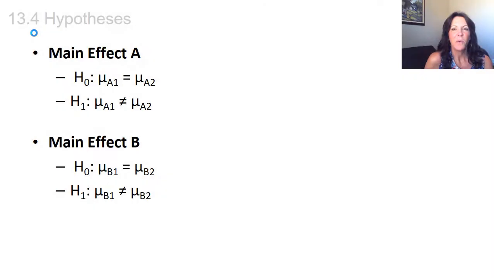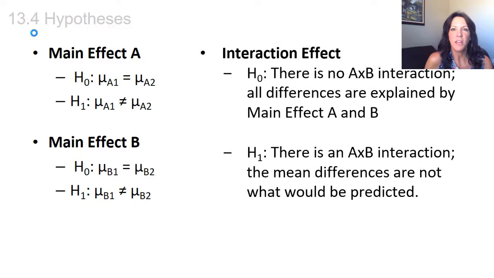And then we have the hypothesis for the interaction. Now we're actually not going to use Greek symbols for this. You're going to use your symbol for the null hypothesis, but then you're just going to simply say there is no A by B interaction, which means that there's no interaction between the independent variable A and the independent variable B, or the factor A and B.